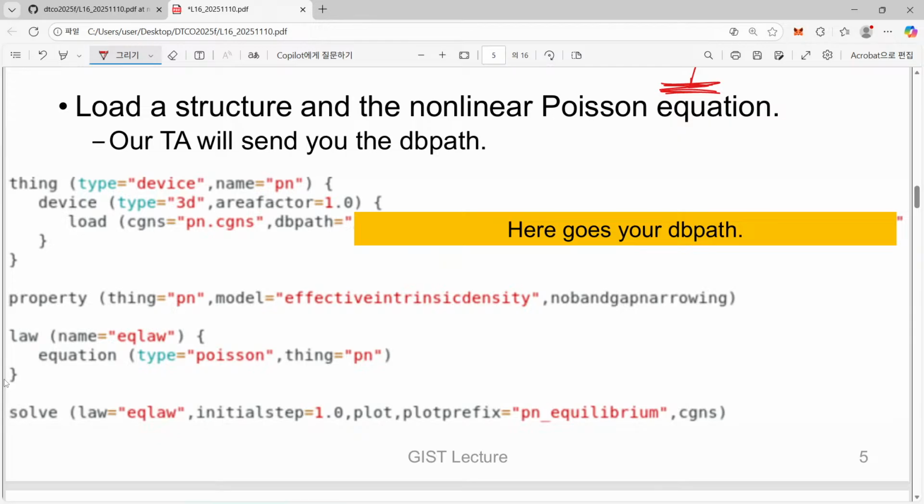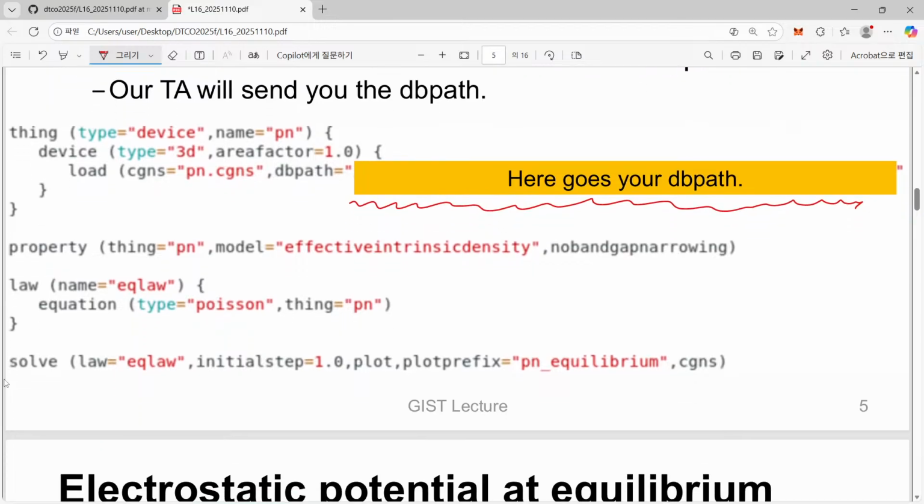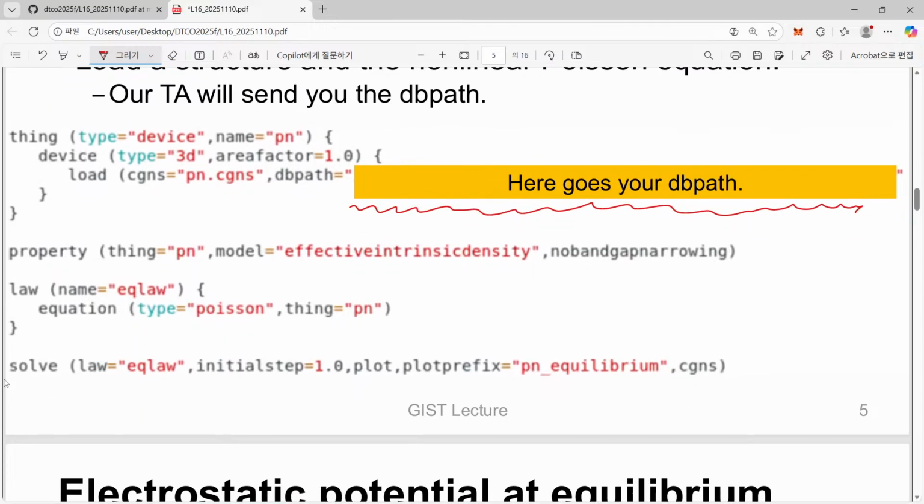So our TA, Mr. Seung Jung, will send you the DB paths, the specific path in our exercise workstation. Please have this one, and this is the input file for simulating this equilibrium situation. Let me explain its grammar, because there is no other place to get information about this code. So please have a look at it.